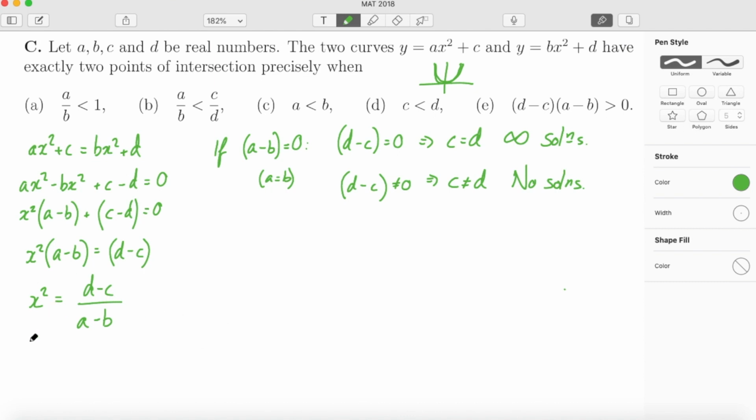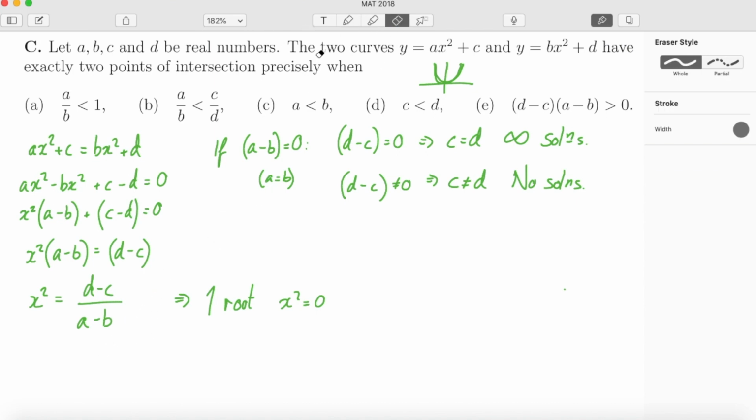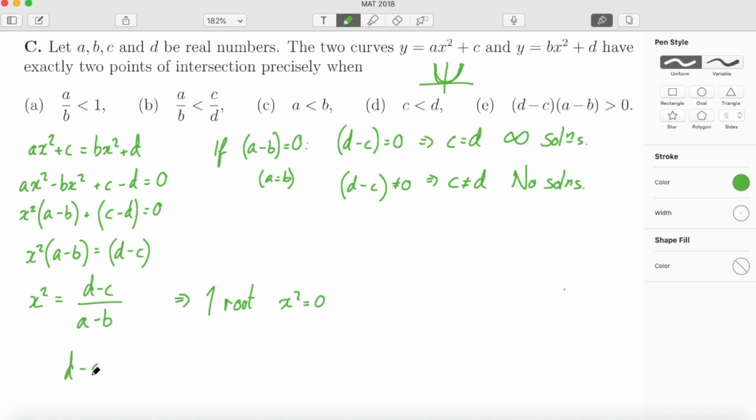Now, solving for x, we can see that if this d minus c divided by a minus b were equal to 0, that would give us only one root, since x squared is equal to 0. So both x's in this case would be equal to 0, so there's only one root there. So we can say that d minus c divided by a minus b must be greater than 0 to give us the two roots that we're looking for.